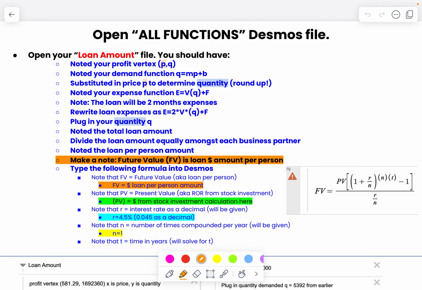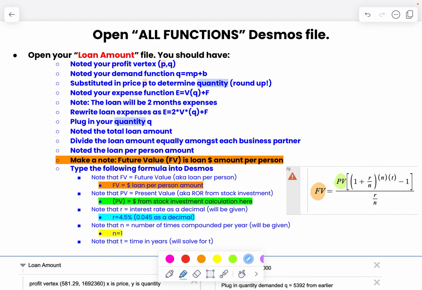And for our formula that you guys have in just a few steps, that's going right here, the future value. Okay, then you typed in this really ugly formula into Desmos, FV equals PV, square bracket 1 plus R over N, parentheses, raised to the NT exponent minus 1, close bracket, all divided by R over N. And we were just making a note of what all of these variables mean. FV means future value, aka the loan amount per person. PV is the present value, aka the amount of money that we earned from stocks, which we calculated yesterday.